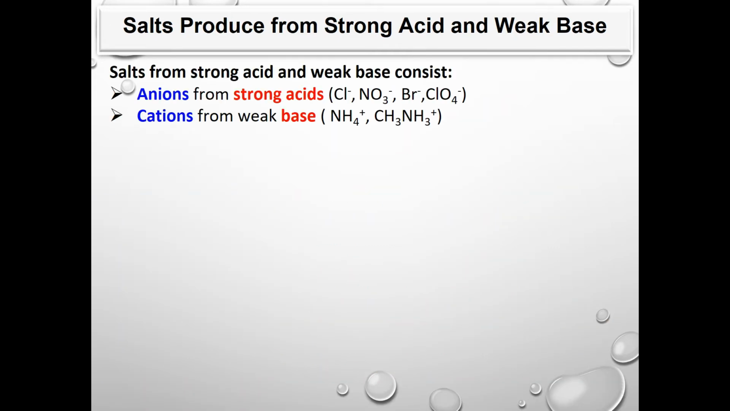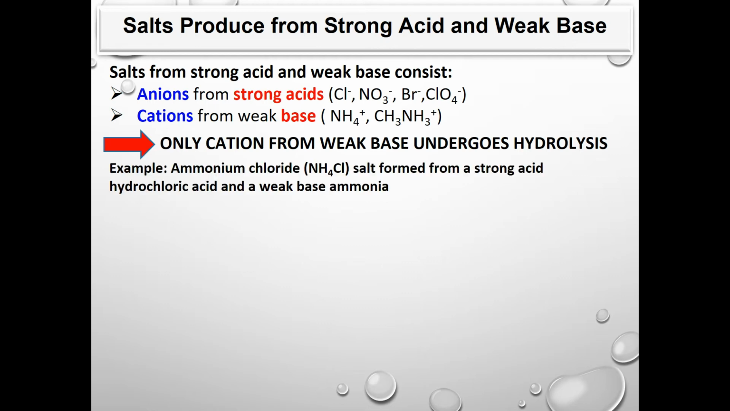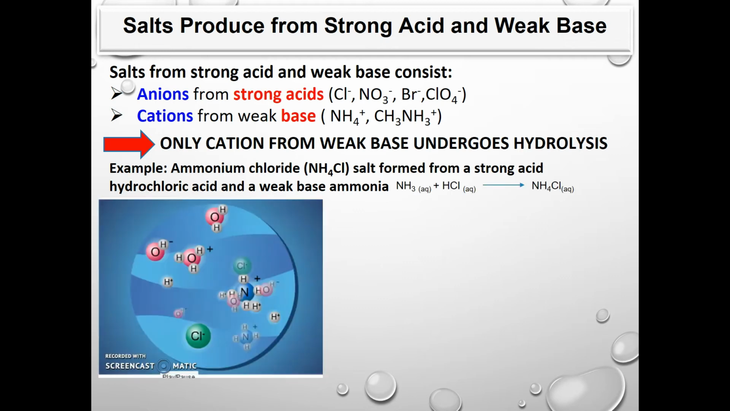Salts from strong acids and weak bases consist of anions from strong acids and cations from weak bases. Only the cation from the weak base undergoes hydrolysis. For example, let us look at ammonium chloride, a salt formed from a strong acid, hydrochloric acid, and a weak base, ammonia. Let us study the process that takes place in an aqueous solution of ammonium chloride.